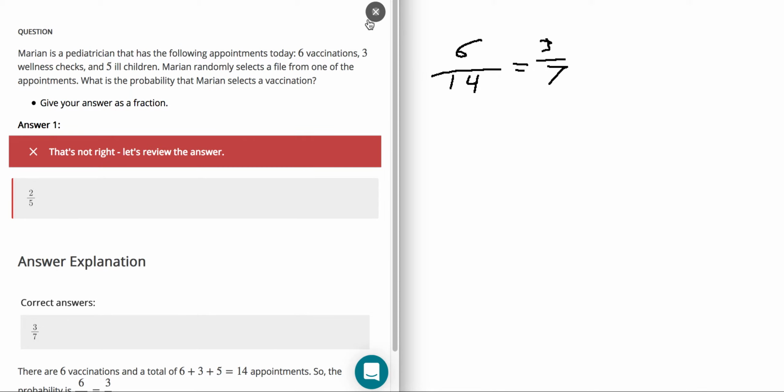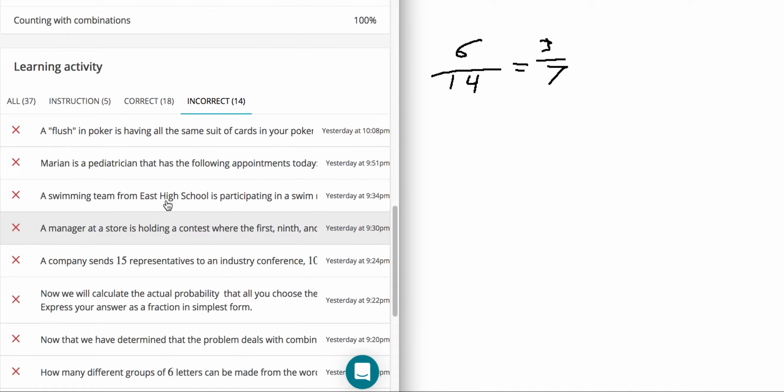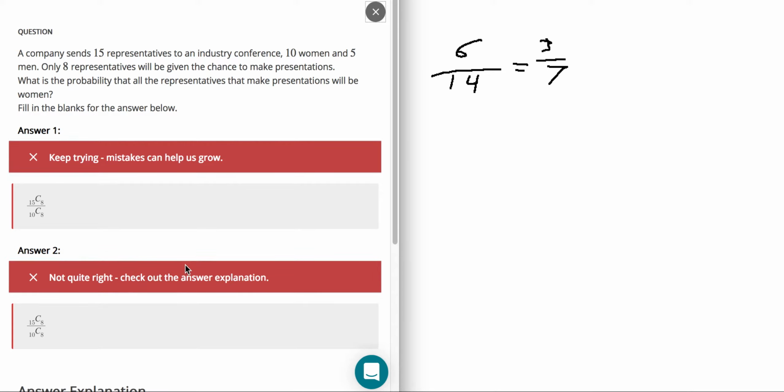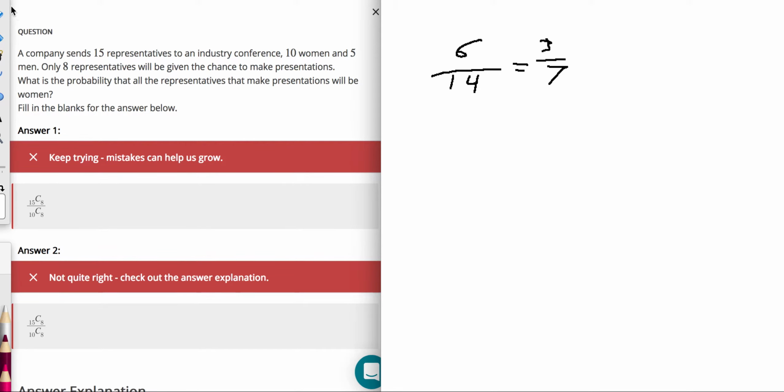Okay, let's see what else. I did that one today. I'll upload that in just a second. I think I might have done this one today. No, I haven't done this one. Okay.